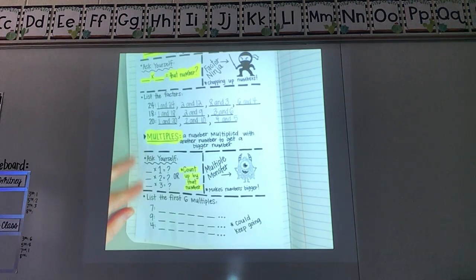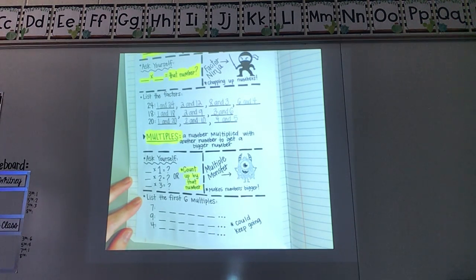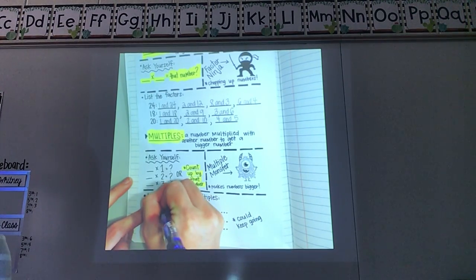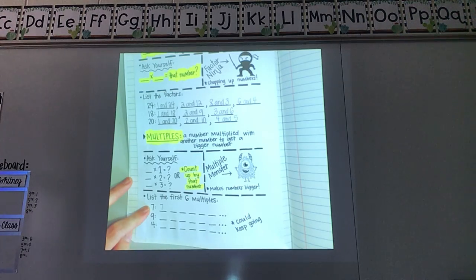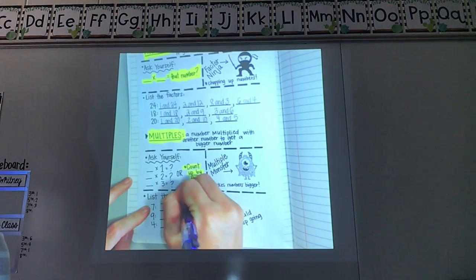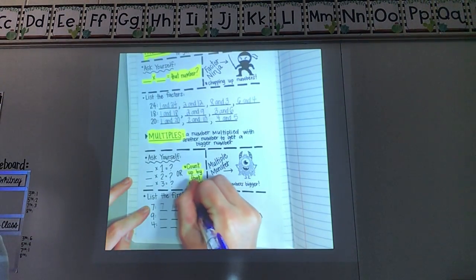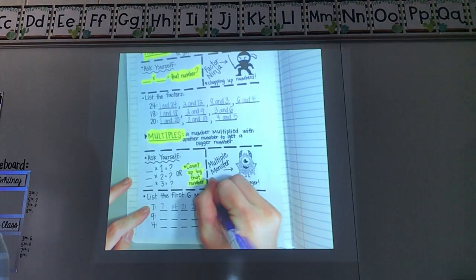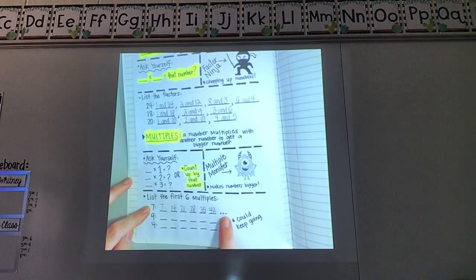Let's try some. The directions say list the first 6 multiples. So they want us to list the first 6 multiples for 7. So we always start by writing down the number they give us, which is 7. And then we're just counting up to get the multiples. So after 7 would come 14, and then 21, then 28, 35, 42. These 3 dots means we could keep going for a really long time. We could keep counting by 7s for a long, long time.